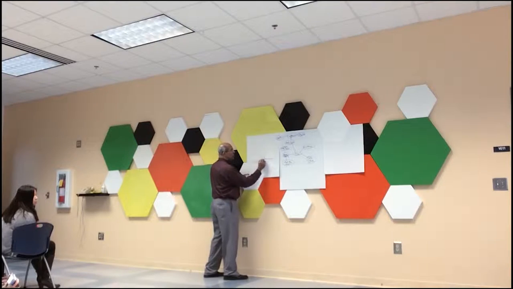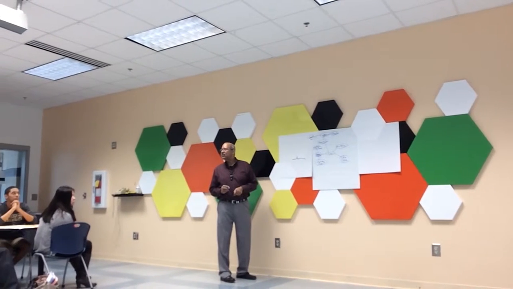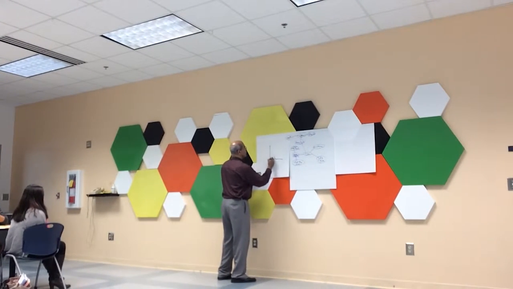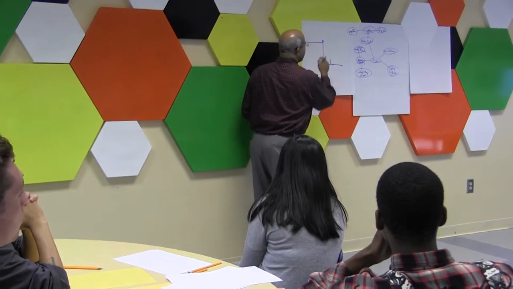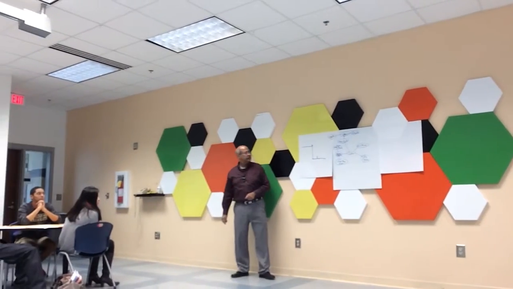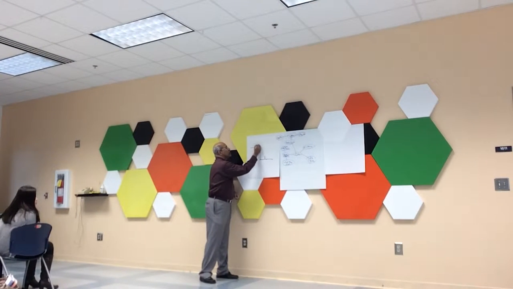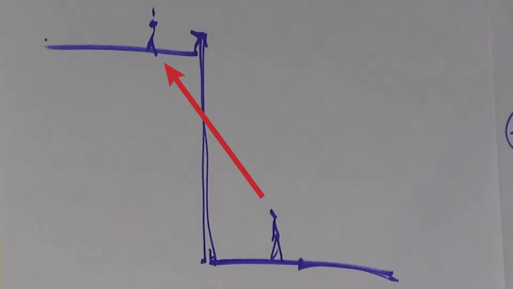Here you are. You're standing on a sidewalk outside of your school. There's your school. You want to get from here to there. How many ways can you think of to do it?